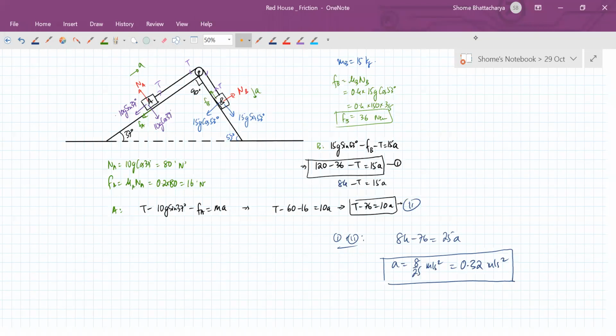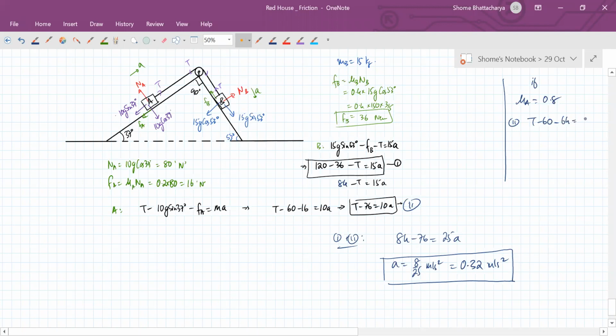Okay, so is that correct, people? Yes, got the answer. Okay, but supposing we had taken some different values. If, on the other hand, the coefficient of friction for B was 0.8 instead of 0.2, then this second equation would have become T minus 60 minus 64 is equal to 10A. So this would have become T minus 124 is equal to 10A. This is what the second equation would have become.